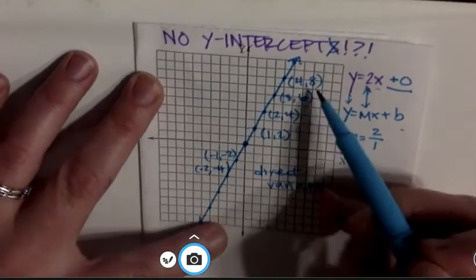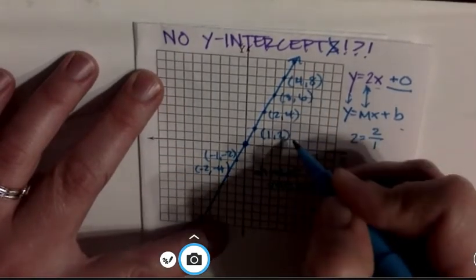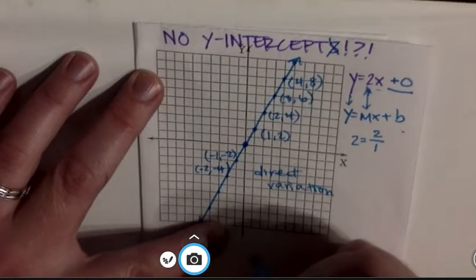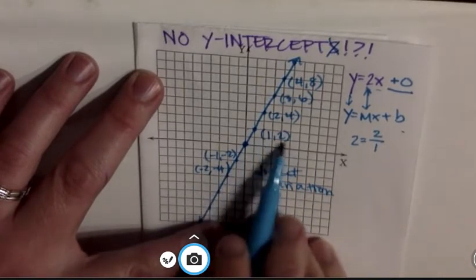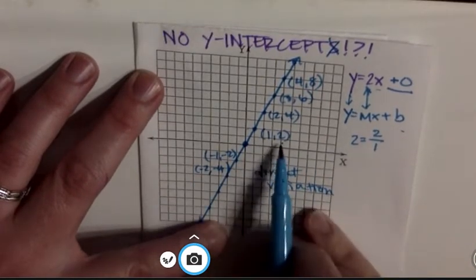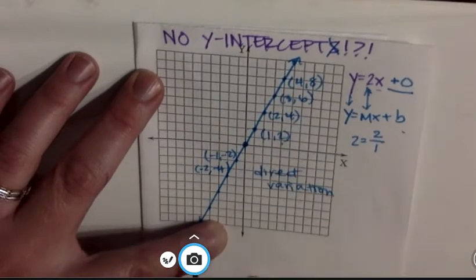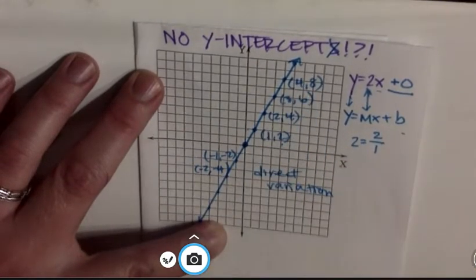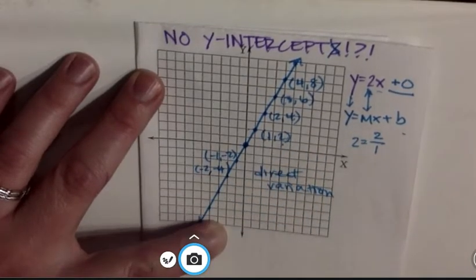Each one of these points is pretty much just scaled up by a scale factor from this very first point. If we look at 1, 2, we multiplied by 2 to get 2, 4. We multiplied by 3 to get 3, 6. We multiplied by 4 to get 4, 8. We multiplied by -1 to get there. We multiplied by -2 to get here.